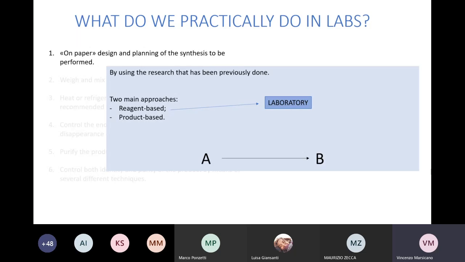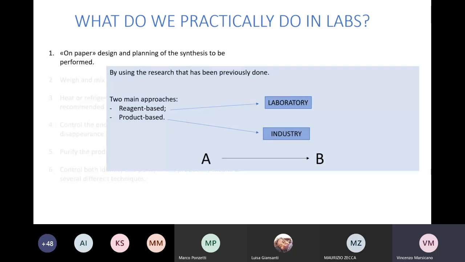The other strategy, the product-based one, on the contrary, is based on the fact that we want to obtain a particular type of molecule, product B, because this molecule may have some interesting properties, and so we plan the pathway to synthesize it, usually thanks to a strategy called retrosynthetic analysis. As you may imagine, this is mostly used in industry or in laboratories that work on applied organic chemistry, so they study the real application of our molecules.